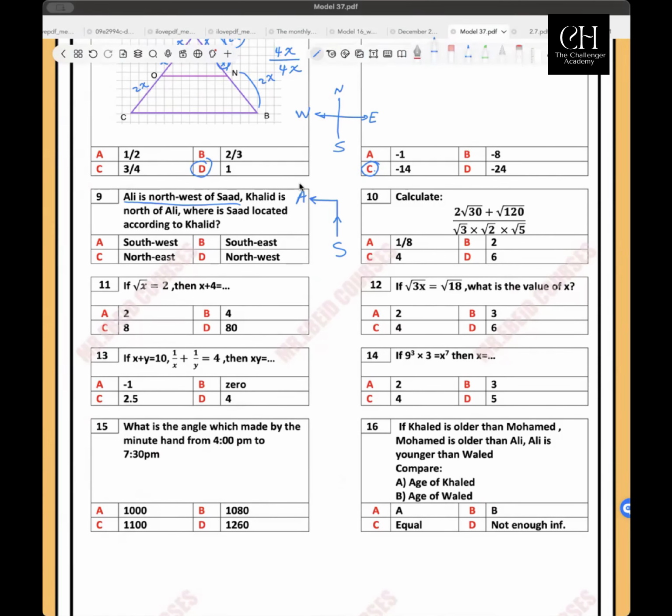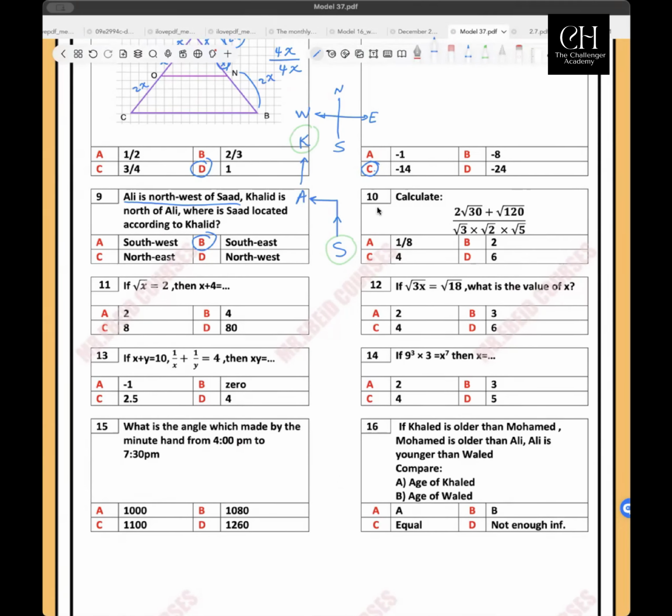Khalid is north of Ali, so Khalid is here. Where is Saad located according to Khalid? This is Saad, and this is Khalid. So he is southeast. So the answer is southeast, which is B. Question 10, calculate 2 root 30 plus root 120 over root 3 times root 2 times root 5.